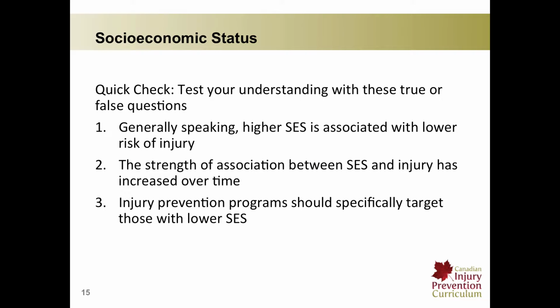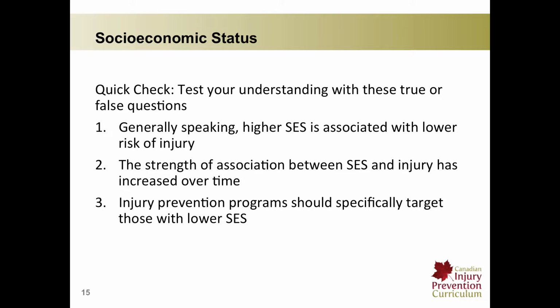Quick check. Test your understanding with these true or false questions. 1. Generally speaking, higher SES is associated with a higher risk of injury. False. Generally speaking, lower SES is associated with a higher risk of injury. There may be some injury-specific exceptions. People with a higher SES may be at a higher risk for some sport and recreation injuries.